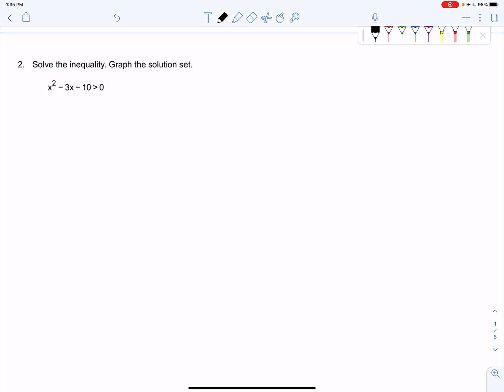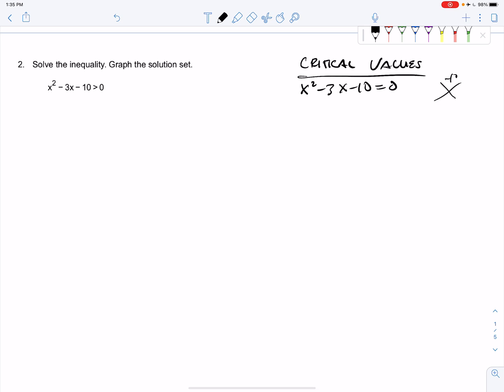The difference on this particular problem is it is not factored. So let's go ahead and find our critical values over here. So finding our critical values, we're going to temporarily set this equal to zero. And we can see what multiplies to negative 10 and adds to negative 3. Well, that's going to be a negative 5 times 2. So this factors down to x minus 5 times x plus 2 equals 0.